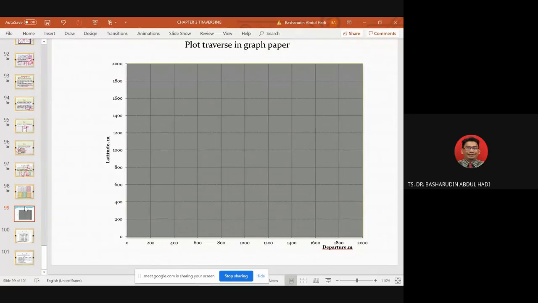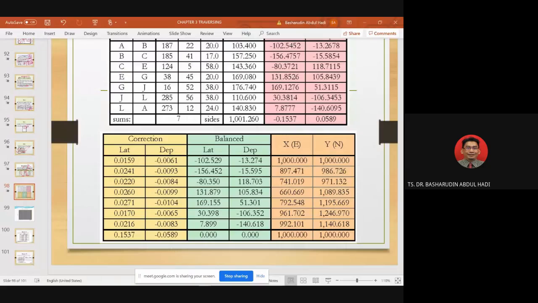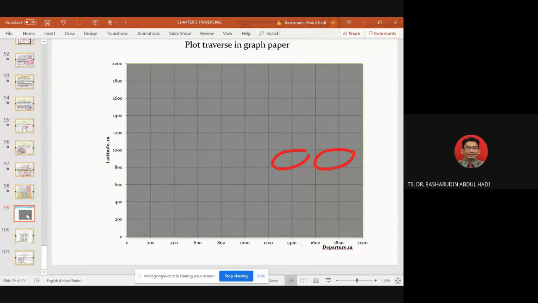Because this is a plot traverse, it is something like your graph paper. You still remember your latitude and departure calculation for station A? We're going back to this one. 1000, 1000, X and Y, right? So you plot 1000 and 1000. There is the point. Okay, point number 2, this one. You get it? We plot.